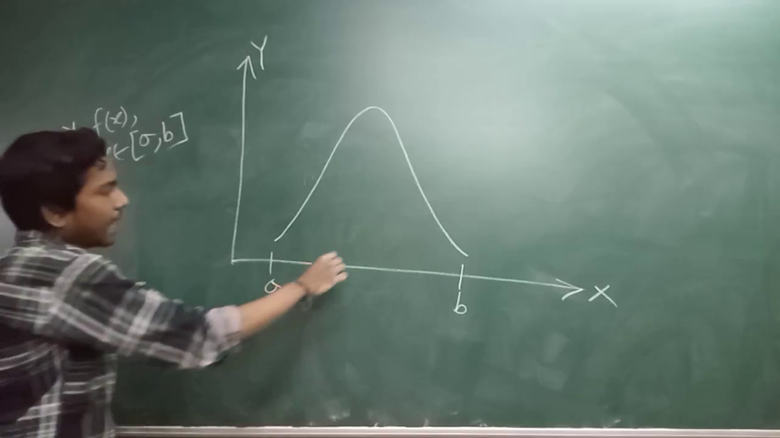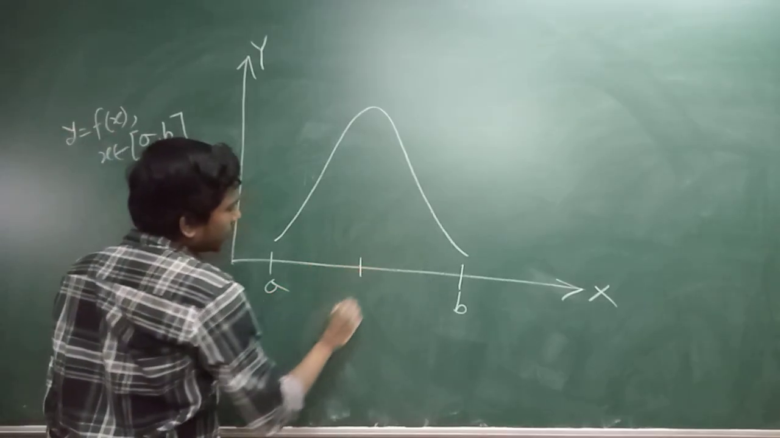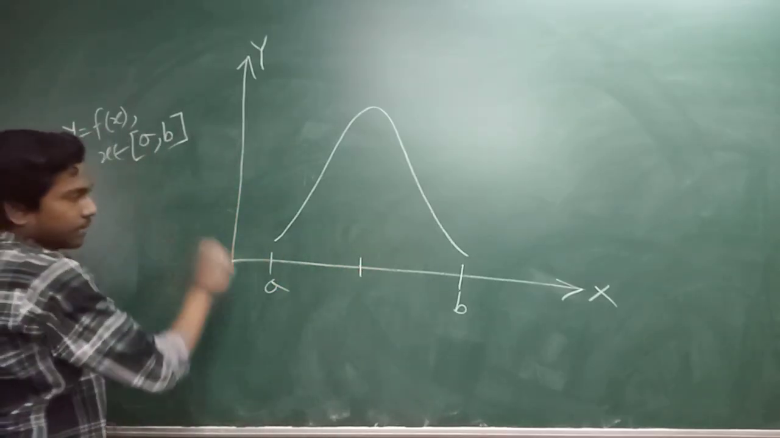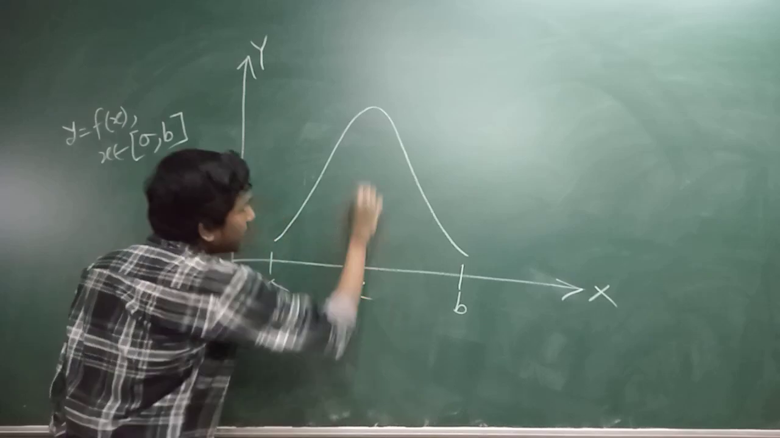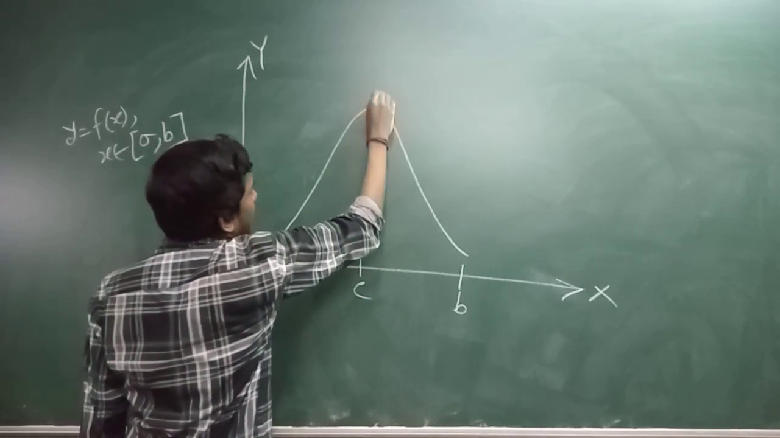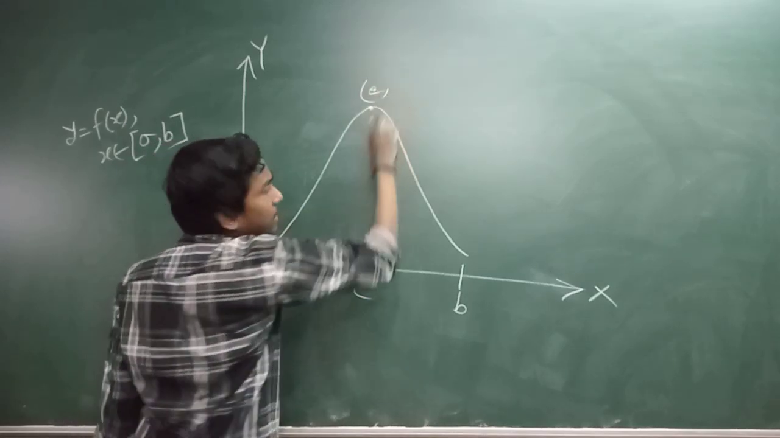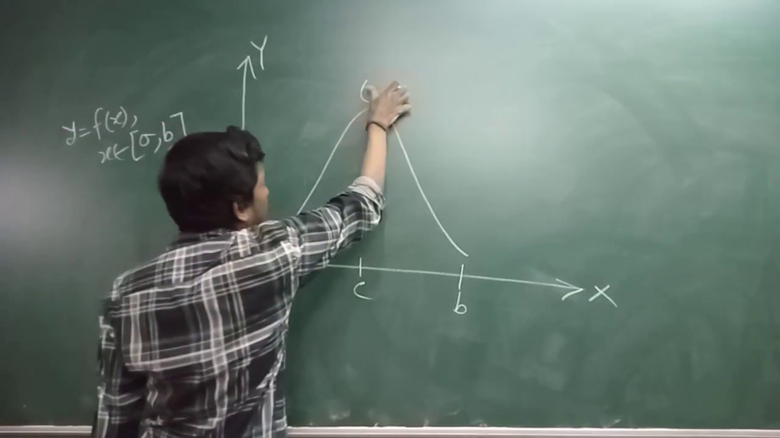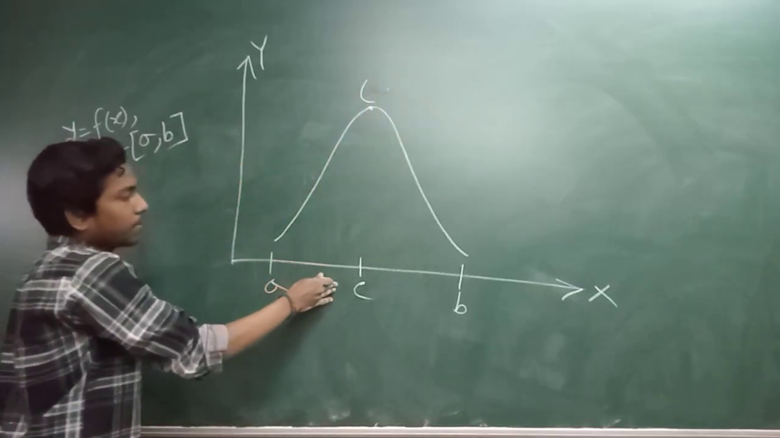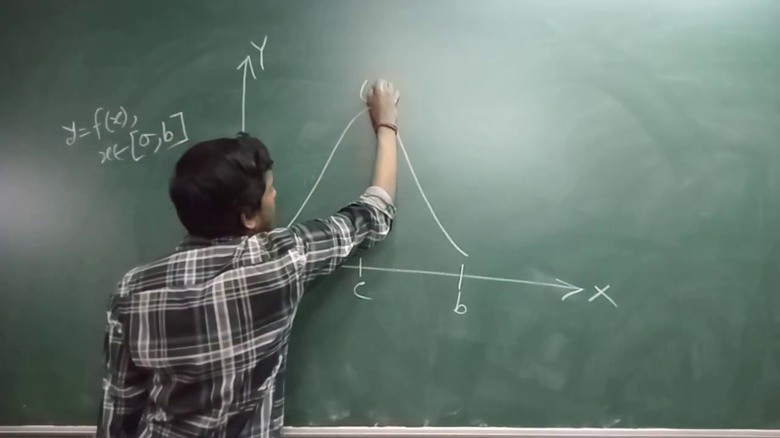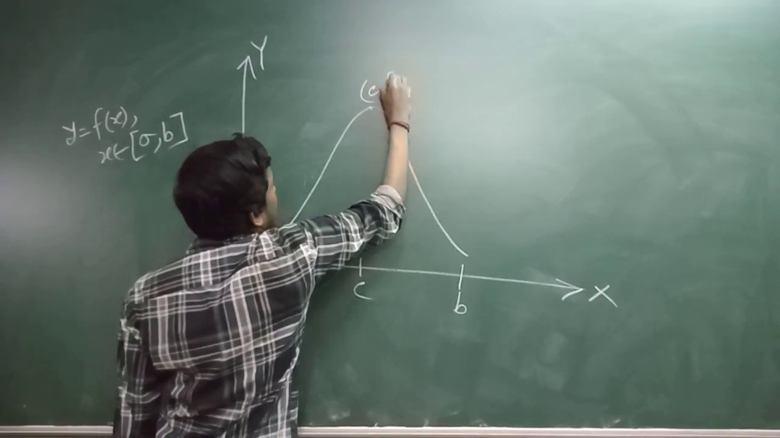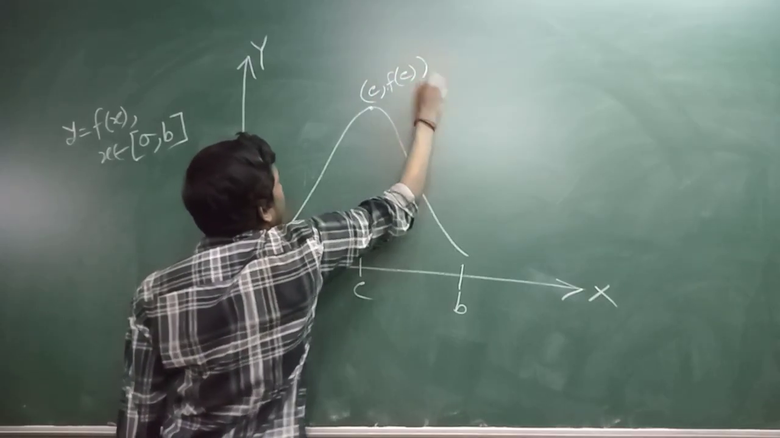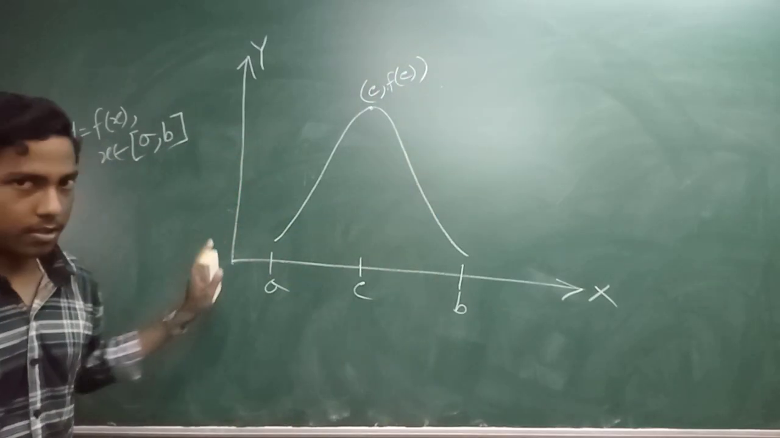And there is a point C which belongs to this closed interval [a, b]. At point C, the function attains its maximum value. We can see this from the graph. That is (c, f(c)). f(c) is the maximum value of this function.